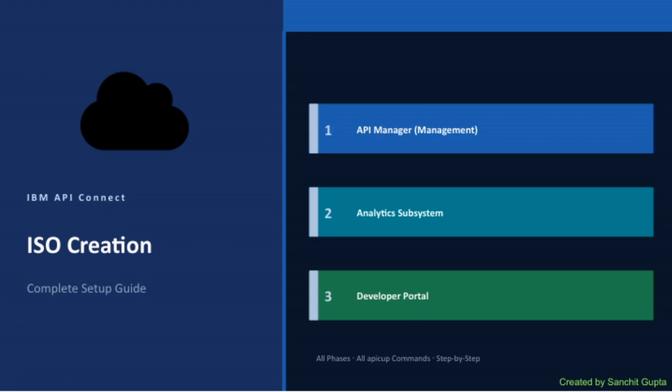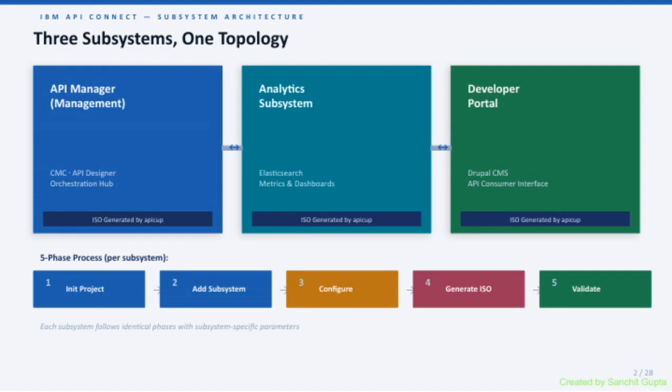Let's get started. We're looking at a 5-phase process that each subsystem follows, with parameters tailored to its specific role. It starts by initializing the project, then adding the subsystem, configuring it, generating the ISO, and finally validating everything. This flow repeats across 3 key subsystems: Drupal CMS, Elasticsearch Analytics, and the API Designer within the Orchestration Hub. Each one produces its own ISO, all fitting into a unified topology. It's a clear, consistent framework that keeps the whole system aligned.